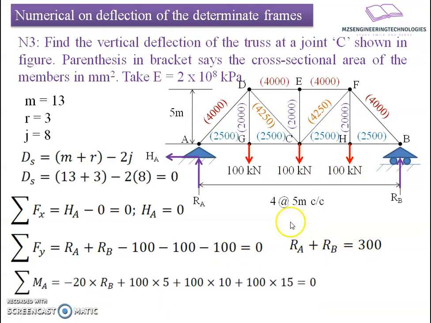I will apply summation of moments about joint A, taking the twist of all the forces about joint A. So Rb into 20, as the total span is 4 into 5, which is 20. It will have an anti-clockwise twist, that's why negative: minus 20 into Rb plus 100 into 5, the load at joint G, a clockwise twist, and at joint C a twist of 100 into 10, and at joint H a twist of 100 into 15. This results in Rb equals 150, and by back substitution in the previous equation, Ra equals 150 kilonewton.